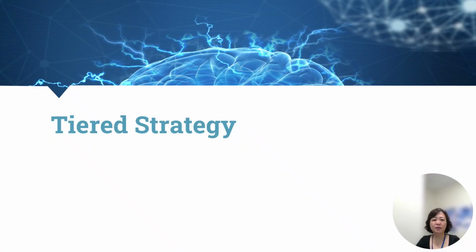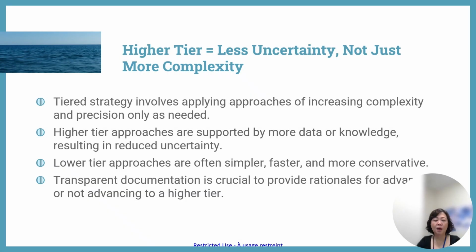Modeling strategy. When we talk about a tiered strategy, we are talking about a method that applies increasingly complex and precise approaches only when necessary. Higher tier approaches are backed by more data or knowledge, which means they should carry less uncertainty. On the other hand, lower tier approaches are simpler, faster, and often more conservative. It is important to clearly justify why we might move or choose not to move to a higher tier.